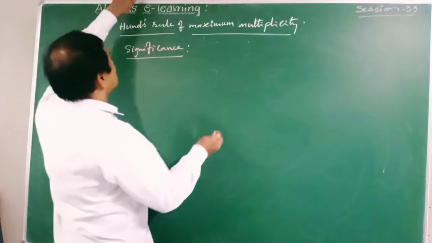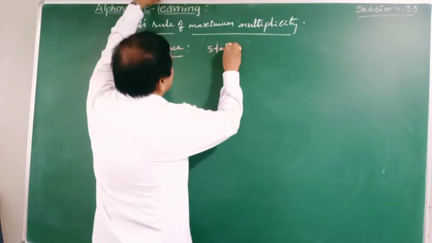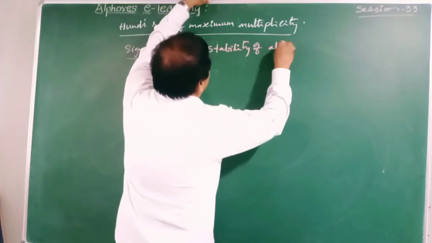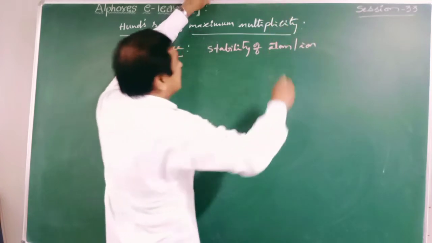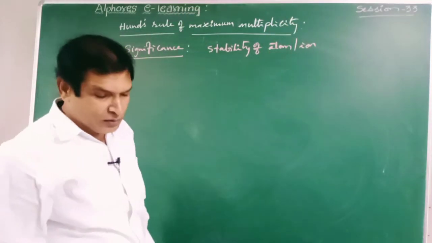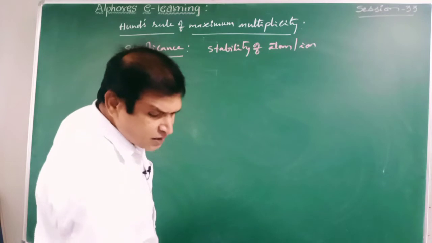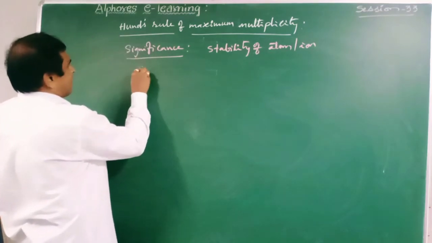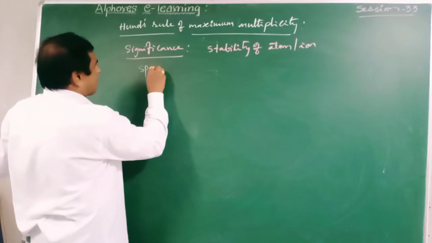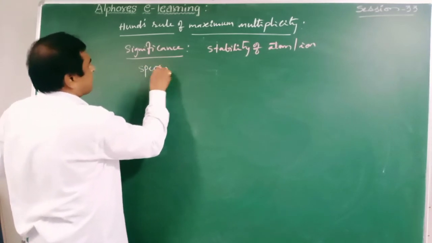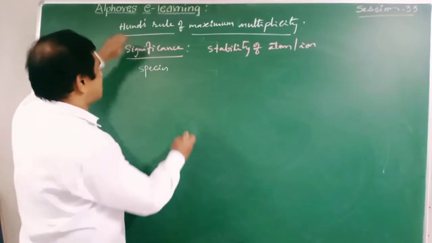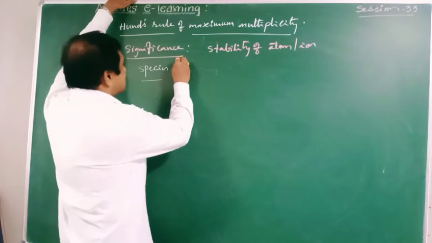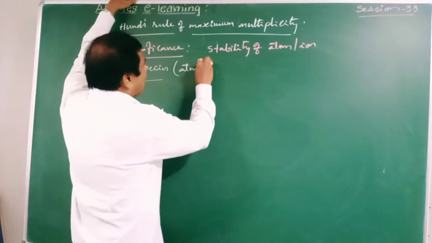It explains the stability of an atom or ion. So what is the concept? How does it explain the stability of an atom or ion? The species means it may be an atom or it may be an ion.